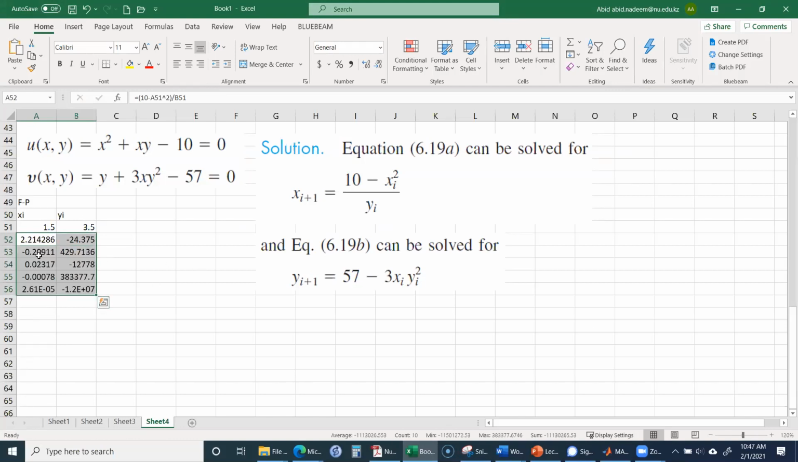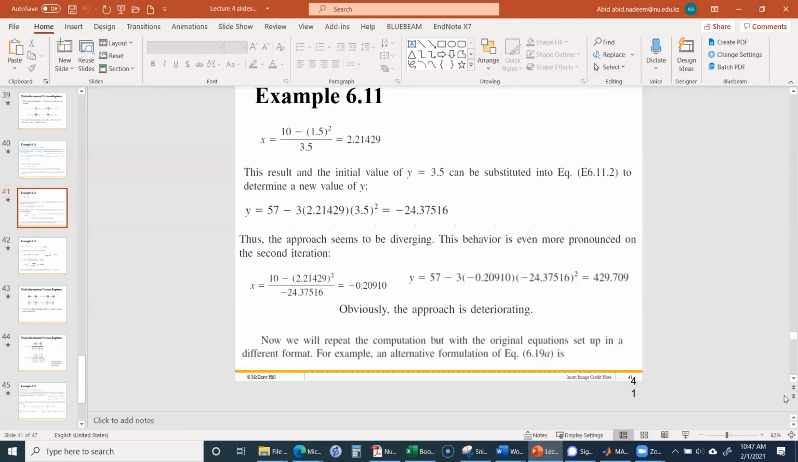In this case, I can see that the values are not converging towards the real solution. You can see that the value of y is increasing, so diverging, okay, a diverging case. Therefore, this form of the equations will not apply. And let's see how we can make it converge.